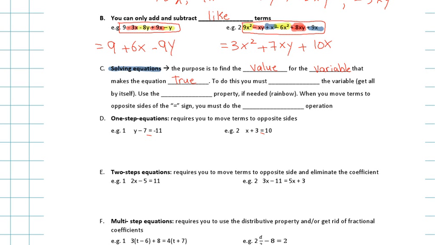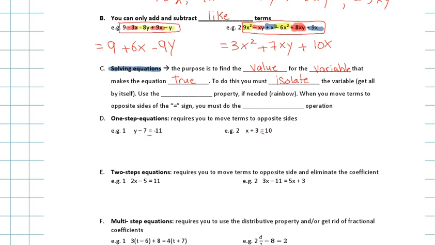So to do so, what do you have to do with the letter? Isolate it. Leave it by itself. Leave it on one side and move everything else to the other side. So to do this, you must isolate the variable, get it all by itself.